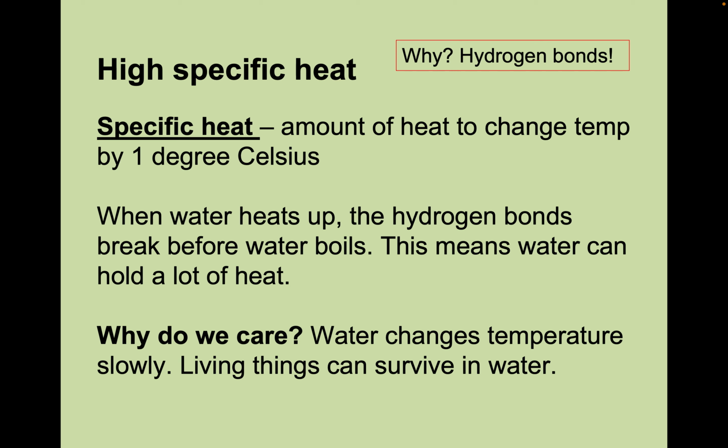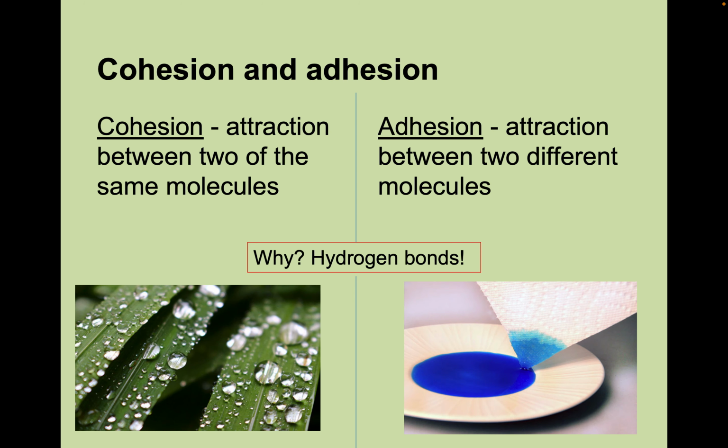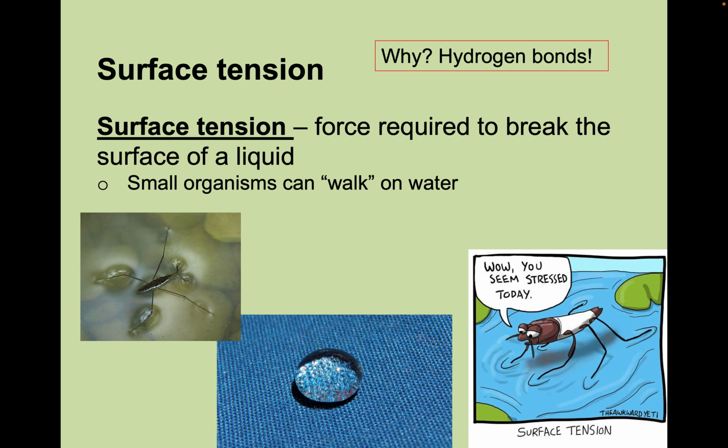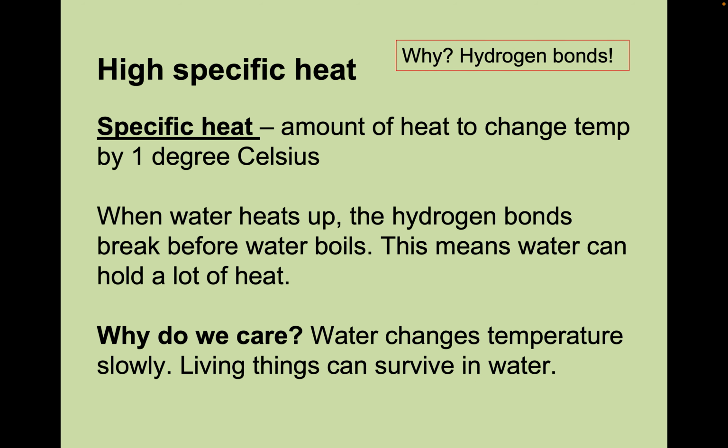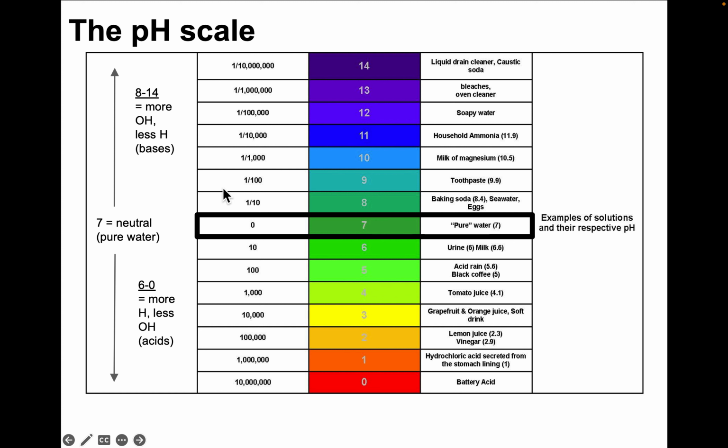But real quick, what should we know about water? You should know that water is polar, so it makes these bonds, which creates things like cohesion, adhesion, surface tension, ice floating, water holding a lot of heat. You should know that water dissolves almost everything. If it does dissolve something, it's called hydrophilic. If it does not, that's hydrophobic. And the pH scale. What's an acid and a base? What does that mean? Got it?